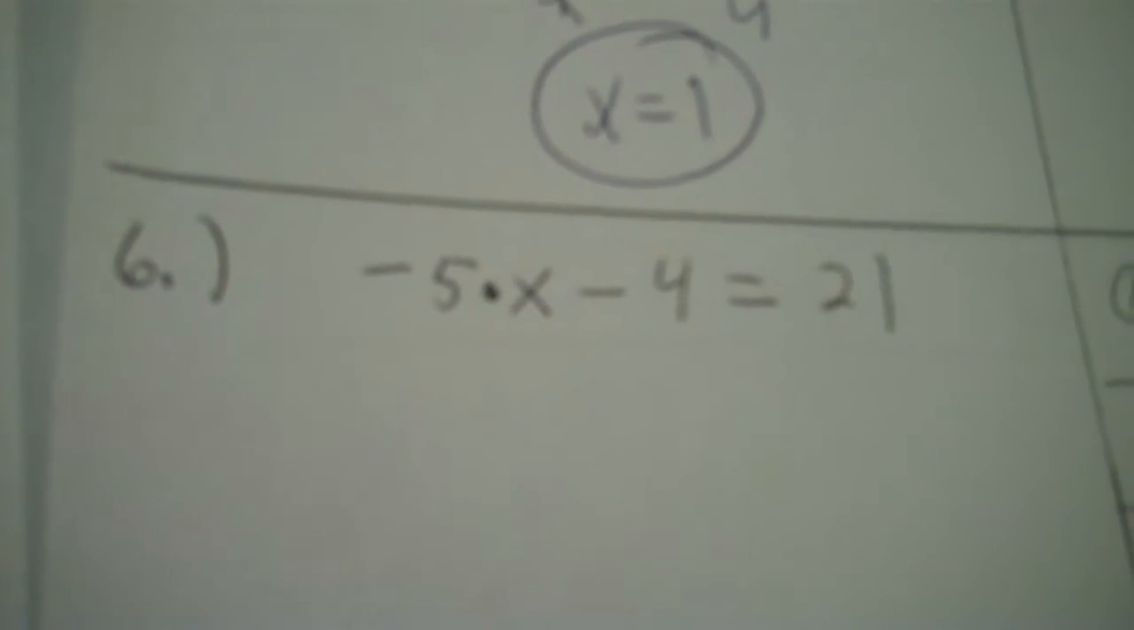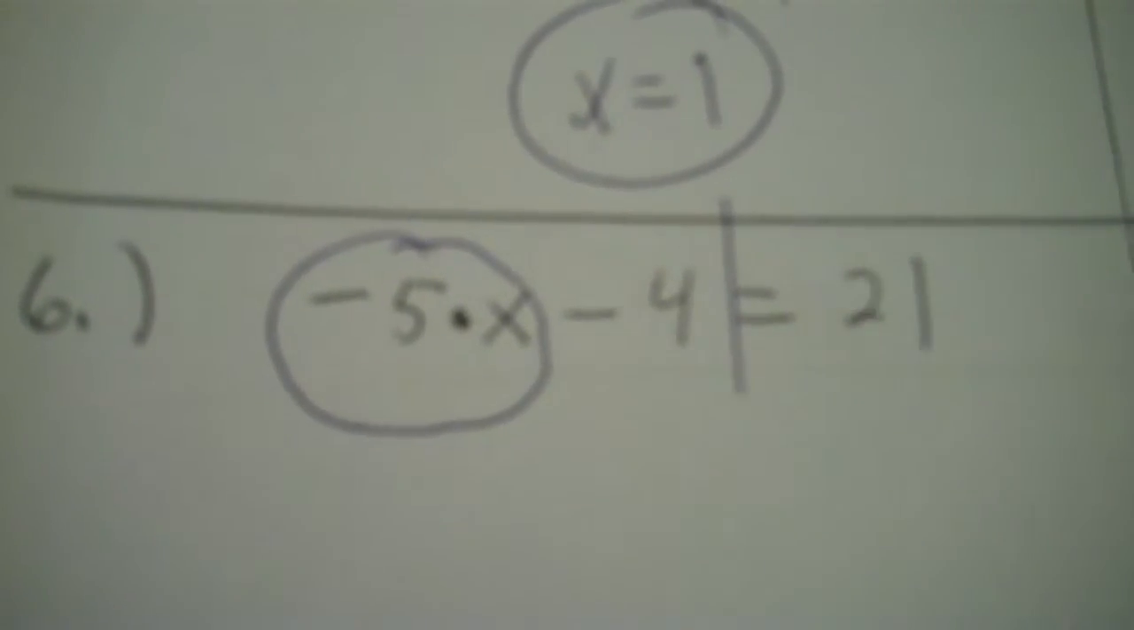Okay, number 6, negative 5 times x minus 4 equals 21. So this time I have two numbers on the x. I have a times and a minus. So you want to circle the times because you need to get rid of the minus 4 first. Okay, whatever I don't circle, I get rid of first. So that's plus 4. And then divide by negative 5.